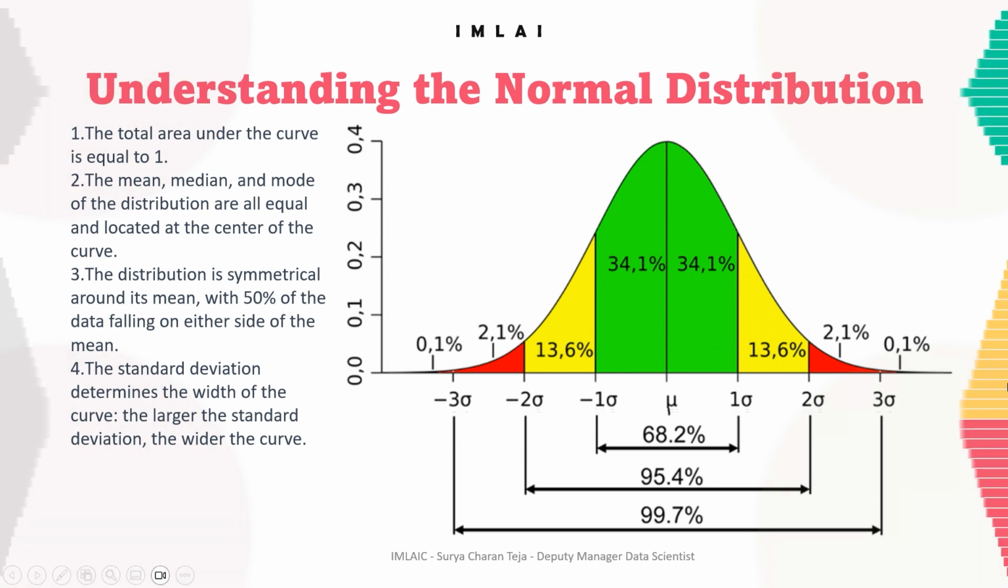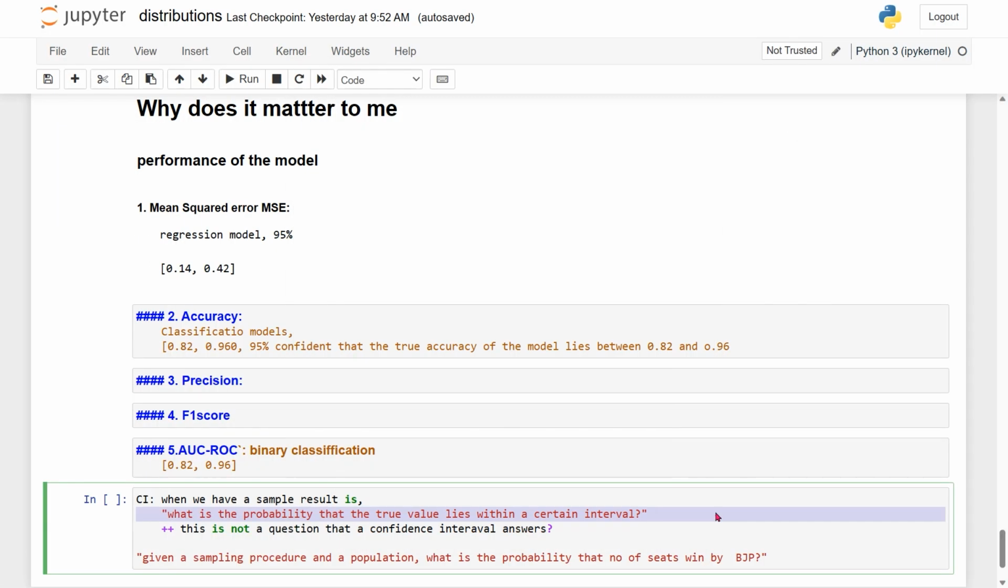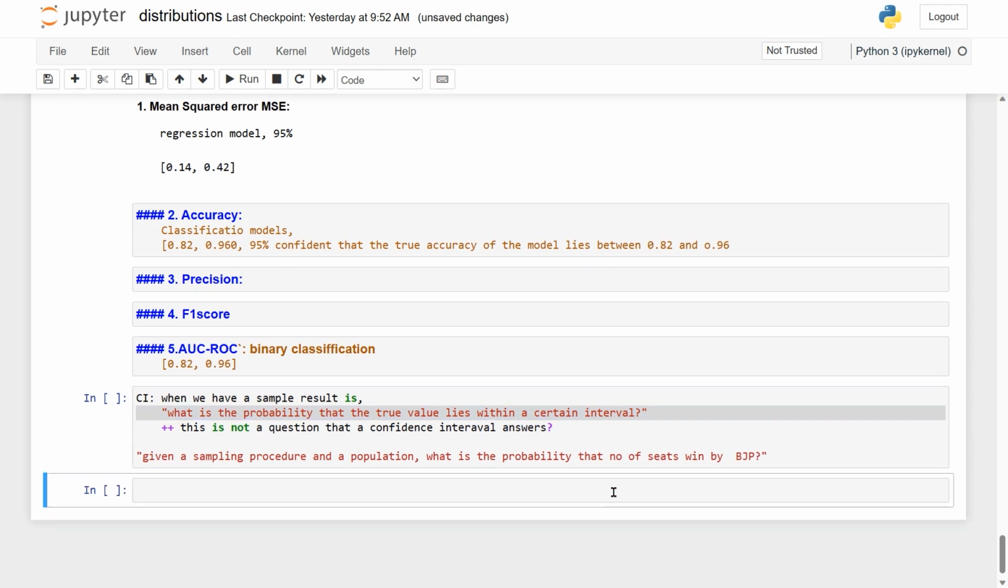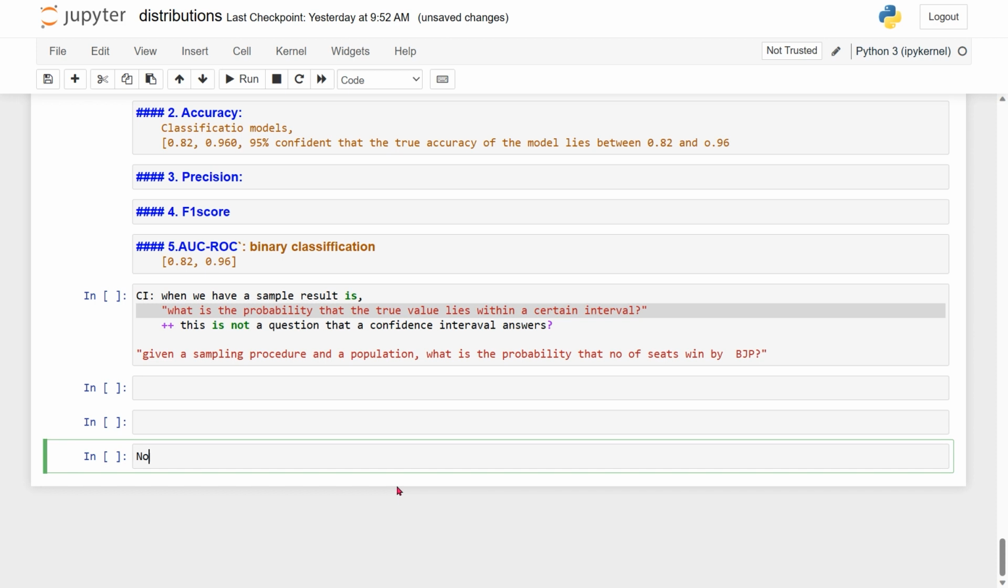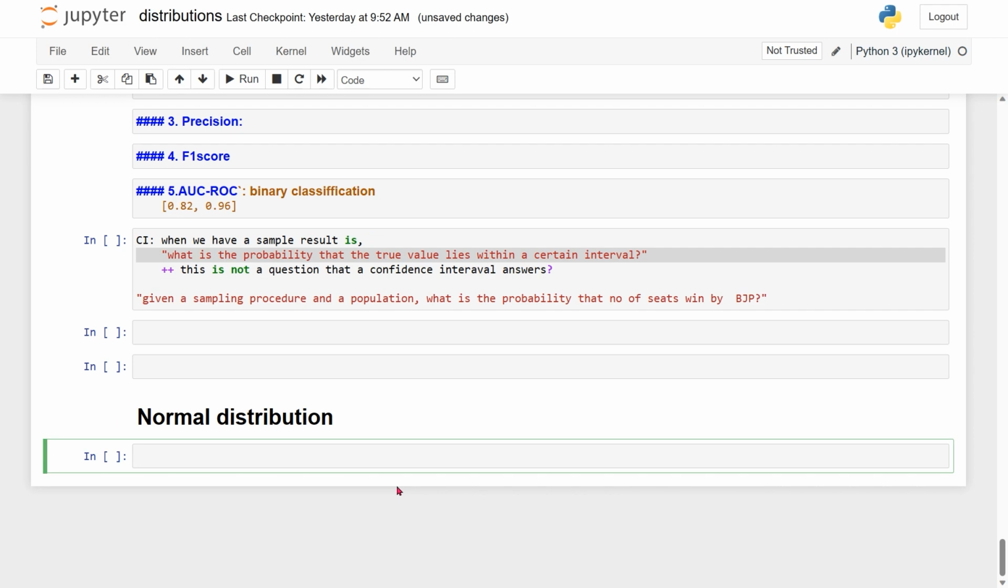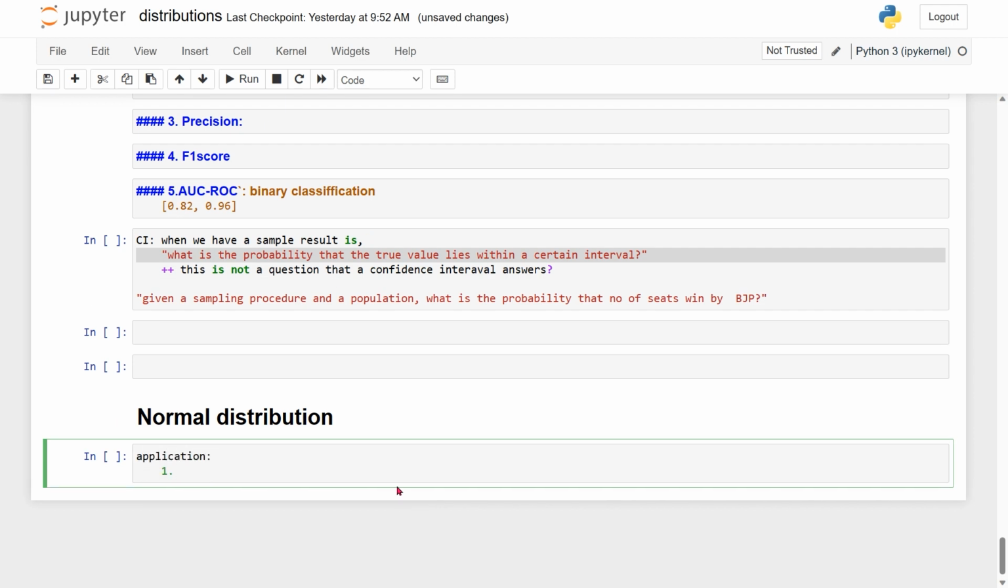Okay, let me write down. So this is the normal distribution. Applications: one, many natural phenomena follow a normal distribution, or can be approximated by one. It's also used in the most important one, quality control.